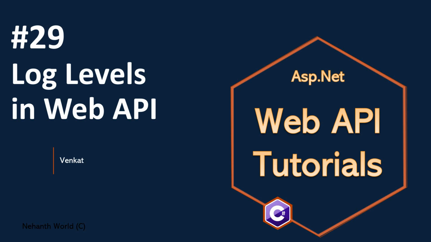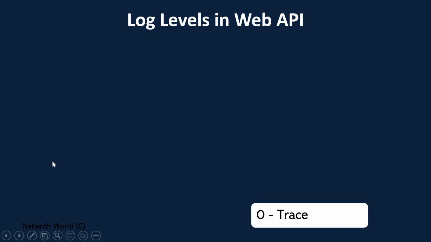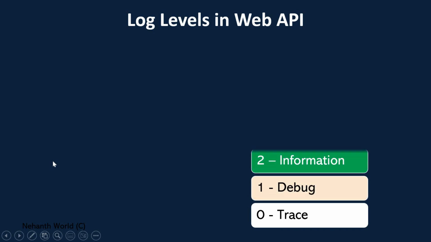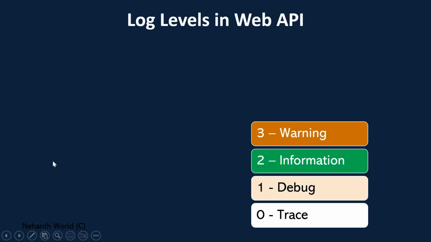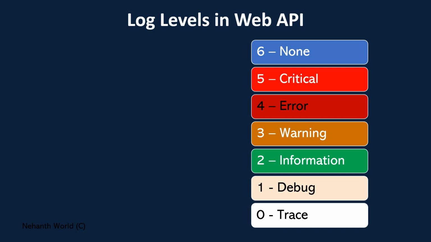In our Web API, there are different log levels. The first one is the trace level log, then the debug level log, information level log, warning level, error level, and critical level. These are all the log levels available in Web API. There is another log level which is none. If you don't want any message to be logged, then you can set this setting as none. If you set the log level setting as none, nothing will be logged.